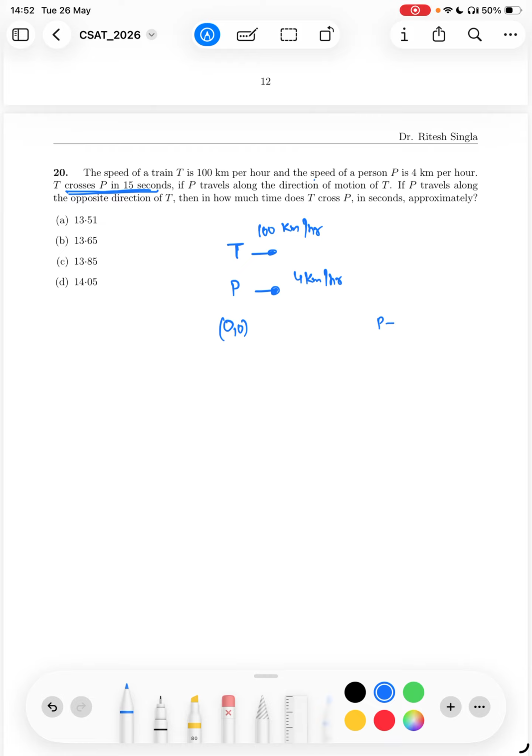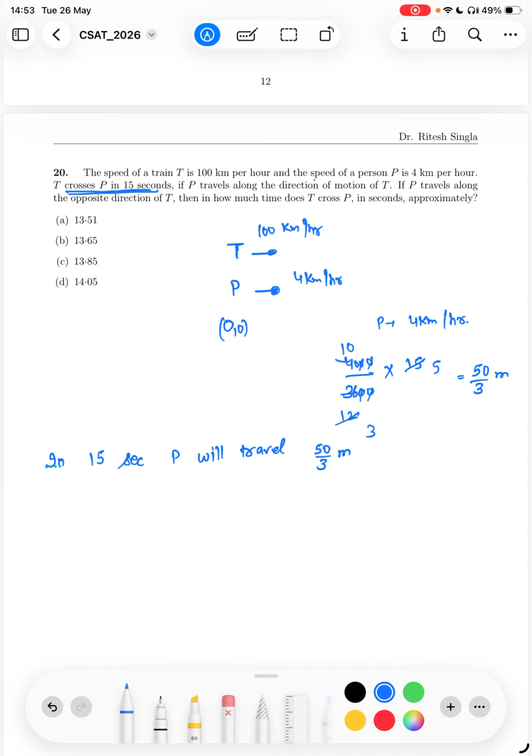So we know that P is traveling at 4 km per hour. So basically 4000 meters in 3600 seconds. So in 15 seconds we want to calculate. So it will be 3, 5, 12, 3, 10. So 50 upon 3 meters. So in 15 seconds P will travel 50 upon 3 meters, right? So it started from 0, it reached 50 upon 3.